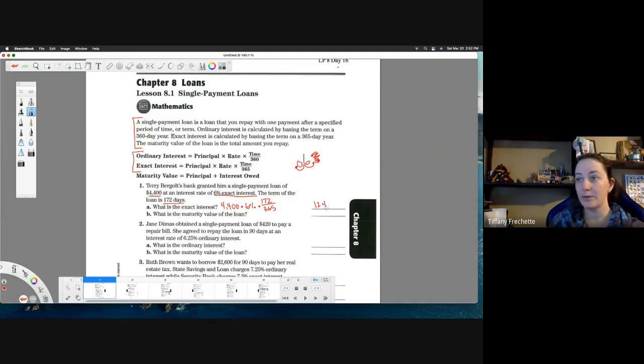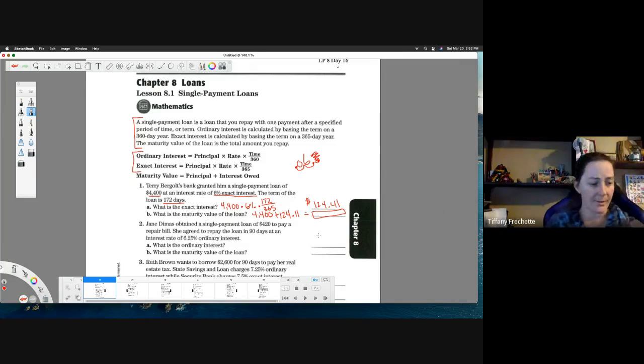So we have 124.41 here. That's the amount of our interest. That's not our total loan. Our total loan, our maturity value, is going to be the $4,400 that we started with plus our interest. We have to add those two together, and that'll tell us how much the total loan is worth. I'm going to let you guys do that calculation. That one's pretty easy.